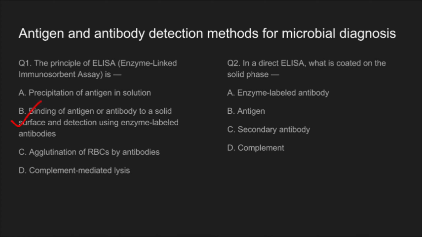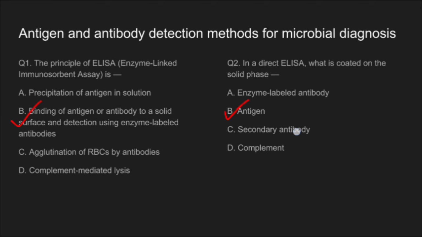Important question. So question number 2. In a direct ELISA, what is coated on the solid phase? Options are A. Enzyme labeled antibody, B. Antigen, C. Secondary antibody, and D. Complement. So the correct answer for this question is option B, that is antigen. So in direct ELISA, the target antigen is immobilized on the plate and enzyme labeled antibody binds directly to it.